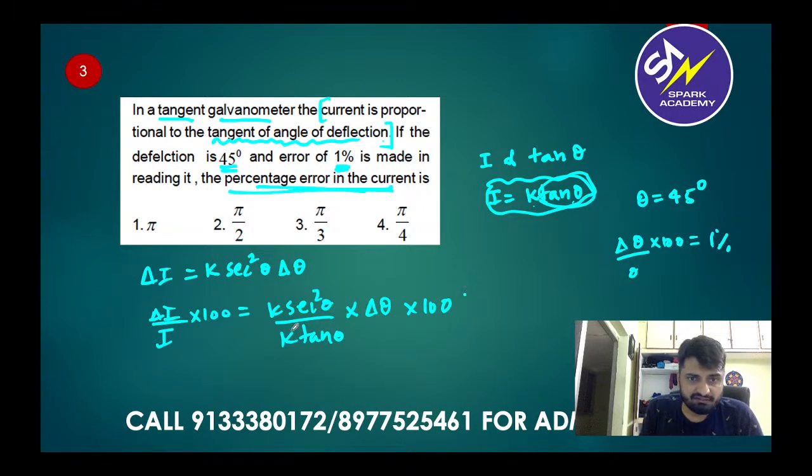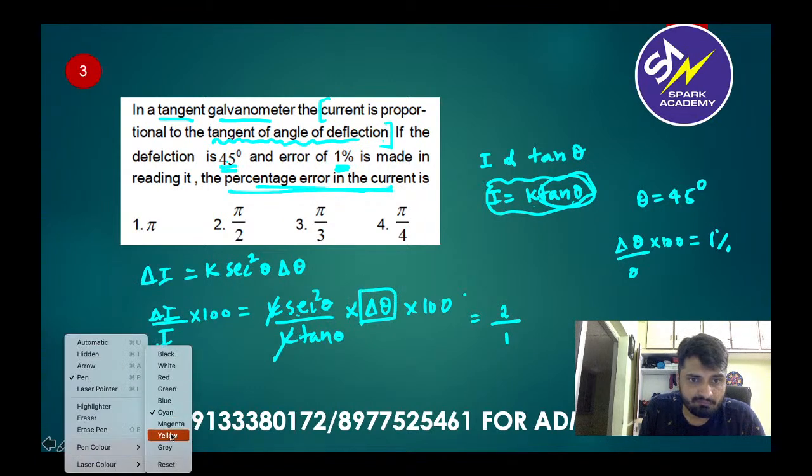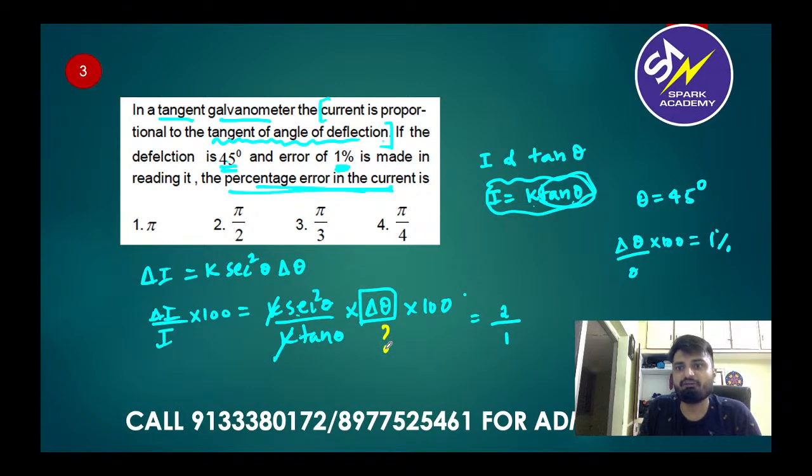So what is given here? K I can cancel. Theta is 45 degrees. So how can I write it? Secant square 45 is root 2 whole square, 2. Tan 45 is 1. Now, my only unknown here is my delta theta. So, how will you find out that delta theta? We know this, right? So, what will be delta theta into 100 basically?